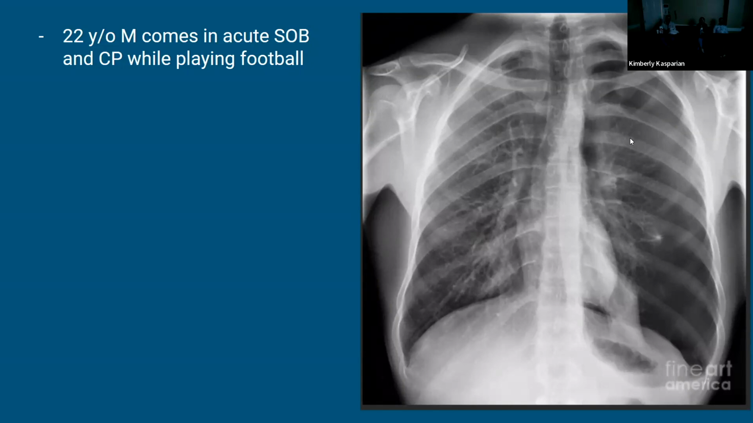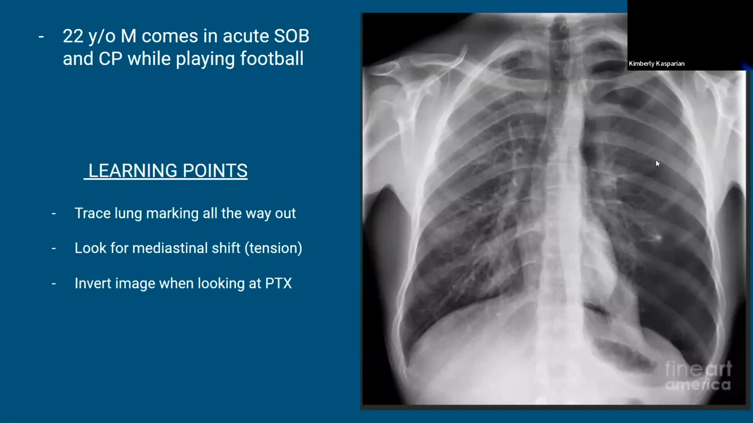Now for extra points, is this a tension pneumothorax? Yes or no? No. Why? Yes. All right, y'all got it. Why am I even giving y'all this lecture? I don't already know this stuff.